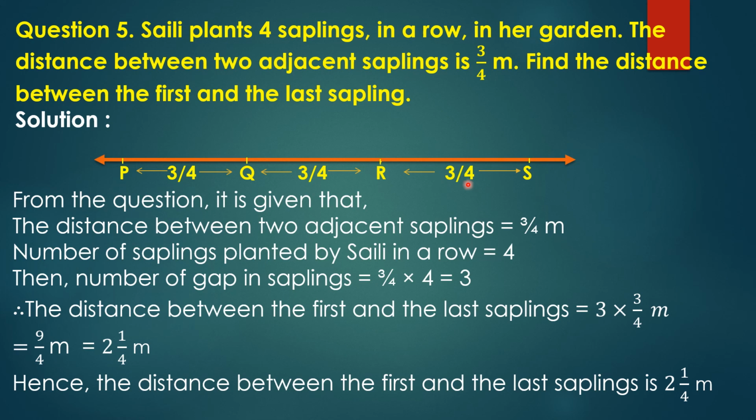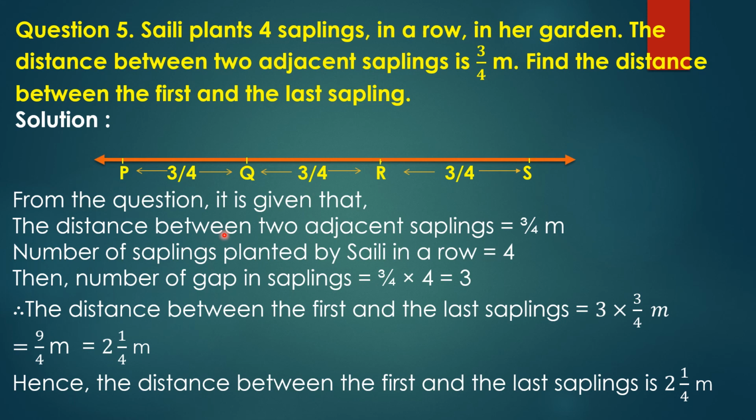So that is given in the question. The distance between two adjacent saplings is 3 by 4 meter. The same thing has been represented in the diagram. And what we have to do, find the distance between the first and the last sapling. So we have to calculate what is the distance between the first and the last sapling plant.